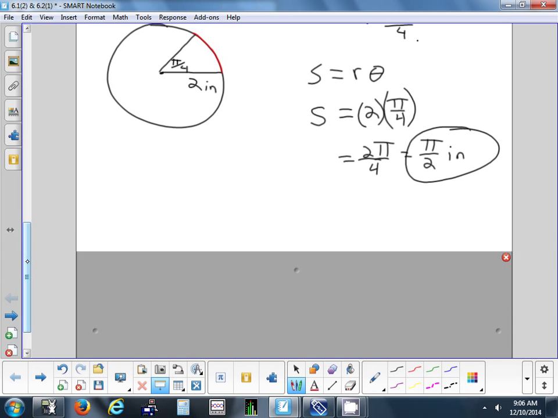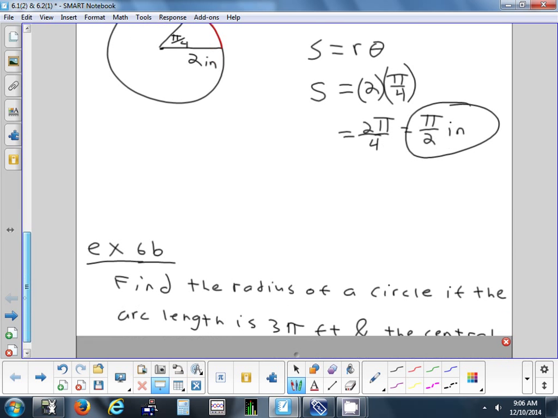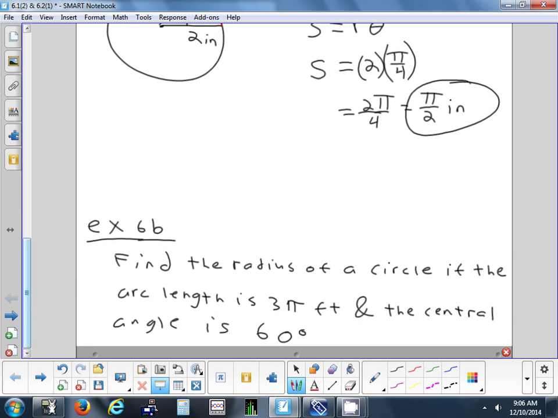All right, let's try one a little different. This time they're giving me the arc length. They're telling me that it's 3 pi feet, and they're giving me a central angle of 60 degrees. They want the radius. In this kind of problem, there are 3 variables. They're always going to give you 2, and you'll find the third one, whether it's the radius, the arc length, or the angle.